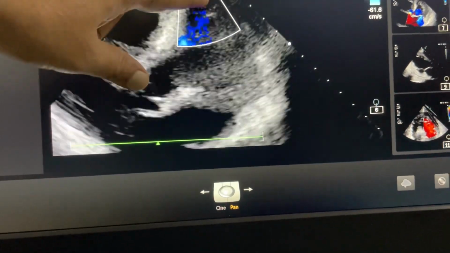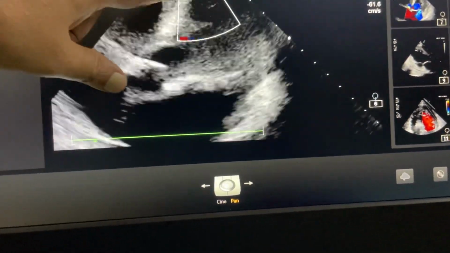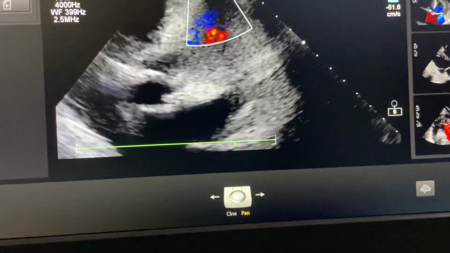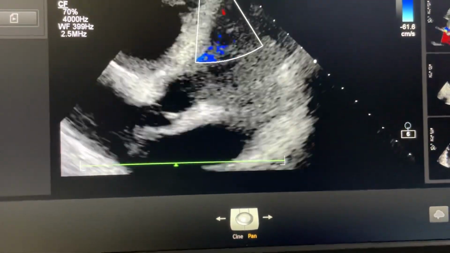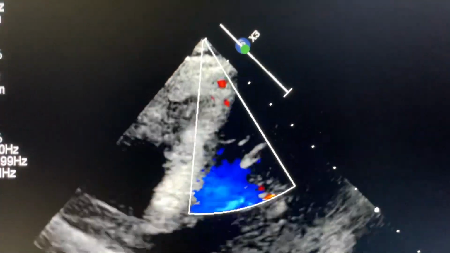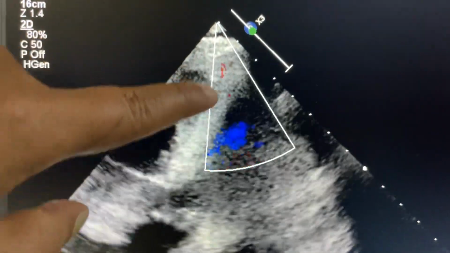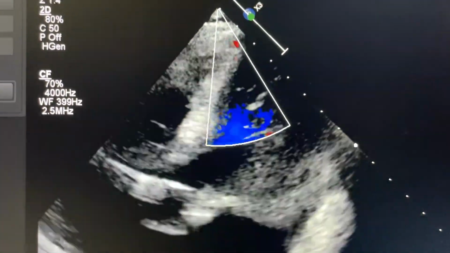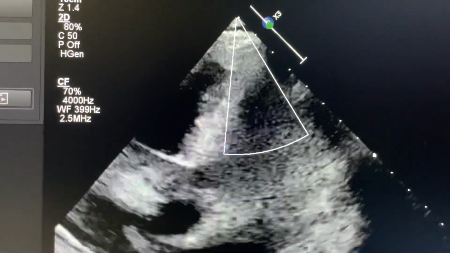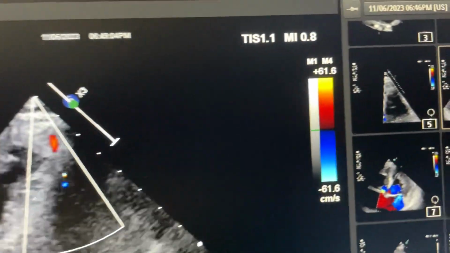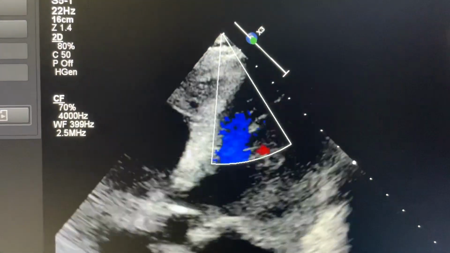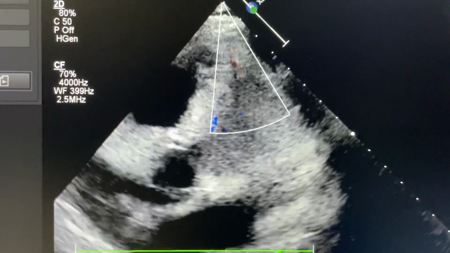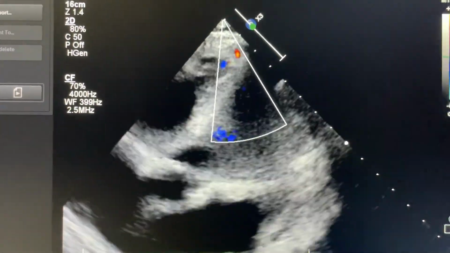You can see one flow that is red in color, that is the flow between left ventricle and pericardium. That flow direction is from left ventricle to the pericardium, red in color. Here you can see the marker. So red in color means flow from left ventricle into pericardium.